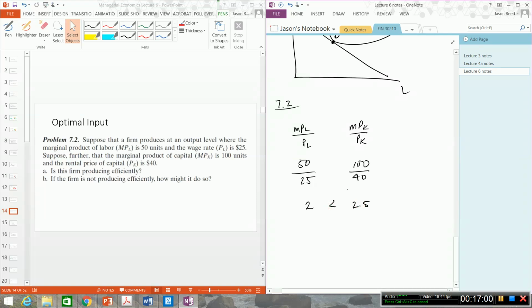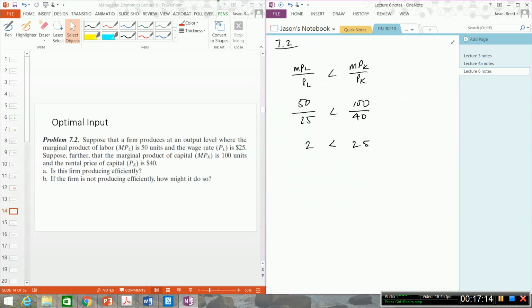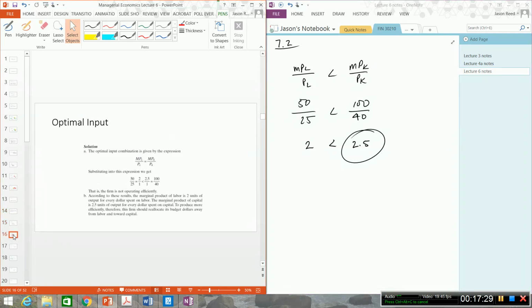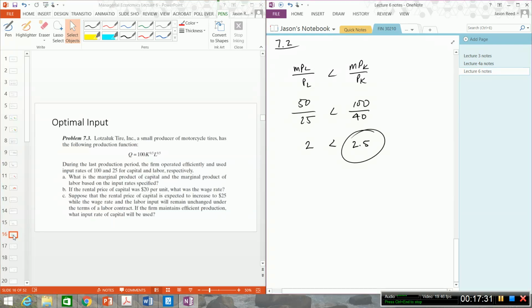And so we can now include this symbol, so we know from this point that the marginal product of capital per price of capital is greater than the marginal product of labor per price of labor. And so we know now that we should be using more capital. So we're not efficient, because we don't have the equal sign. And if we want to be more efficient, we need to use more capital.